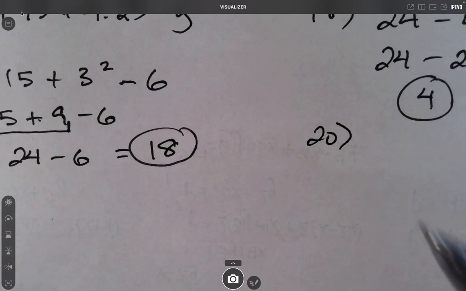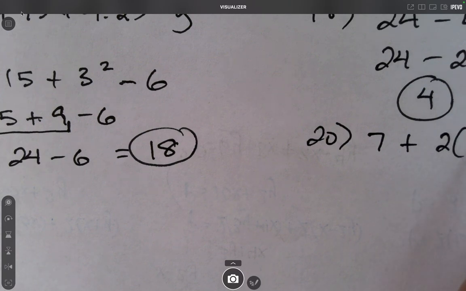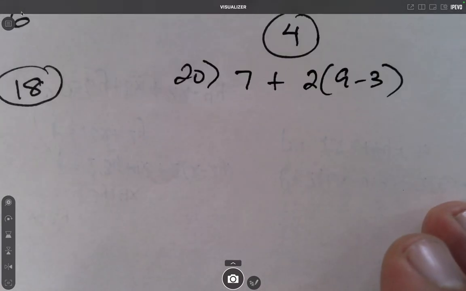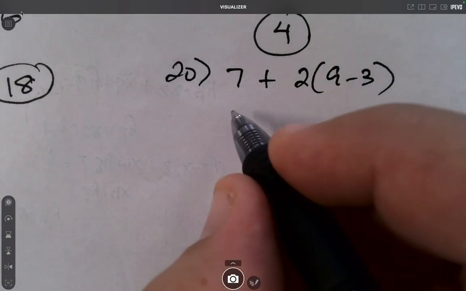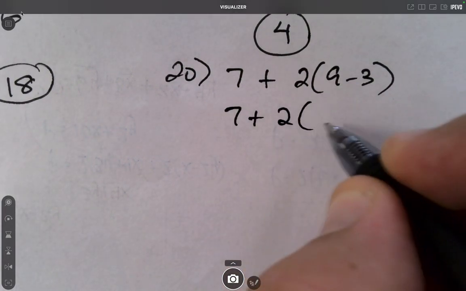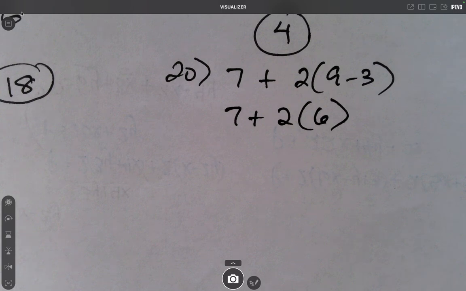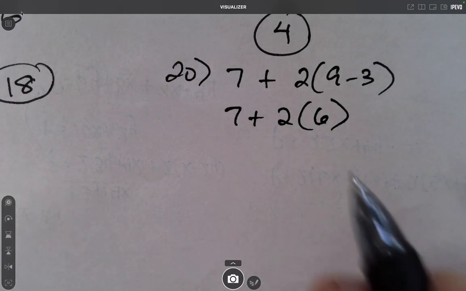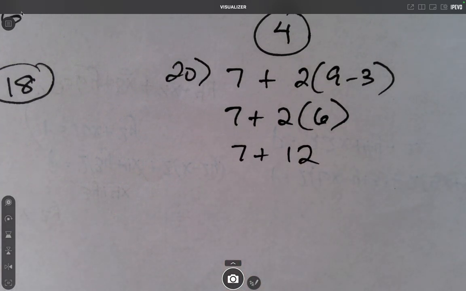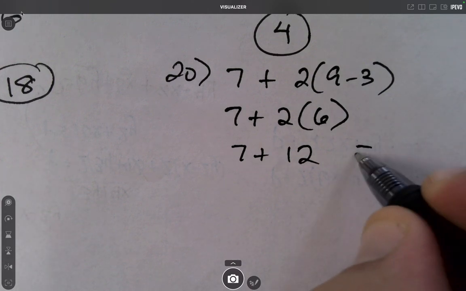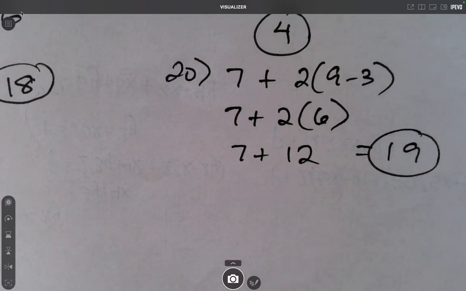Okay, 20. 7 plus 2 times 9 minus 3. So order of operations says take care of what's in the parentheses first. So 9 minus 3 is 6. There's no exponents, so we look for multiplication or division. We see multiplication right here. 2 times 6 is 12. Then finally we do addition. 7 plus 12 is 19.